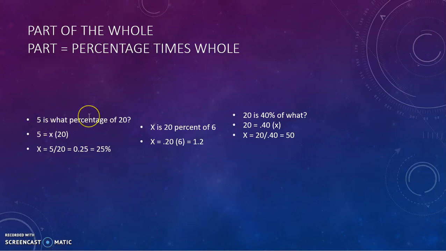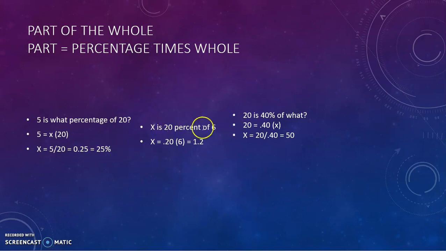Okay, so first I start out with the percentage being the unknown. 5 is what percent of 20? And so I've got the number 5, the "is" becomes an equal sign. What percentage is my unknown? And then times, because that's part of the formula, the 20. So to solve, I just divide both sides by 20. There it is. And I get an answer of 0.25, which I move my decimal place 2 places, and the decimal 0.25 becomes 25%. Okay.